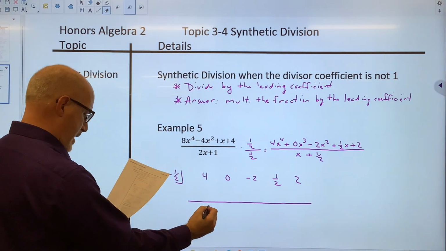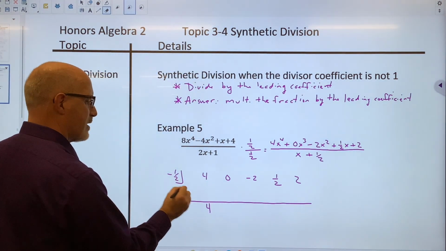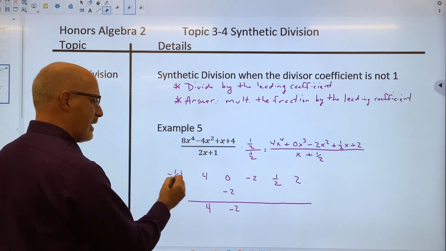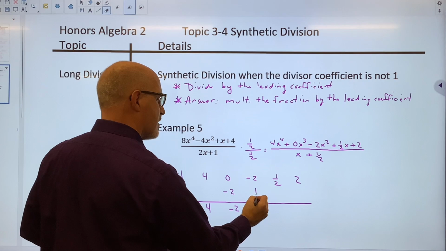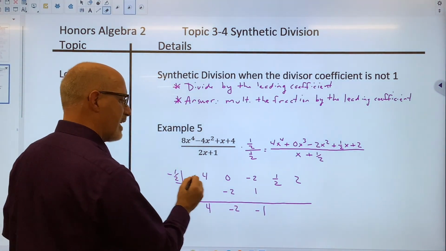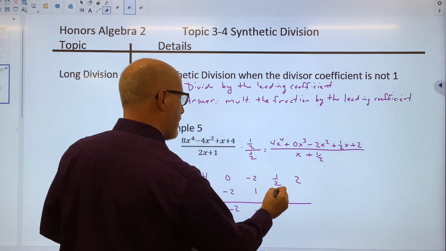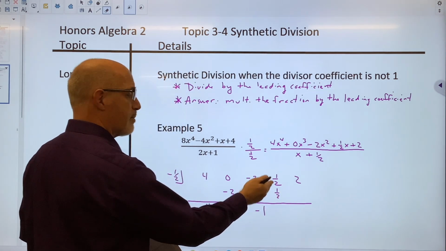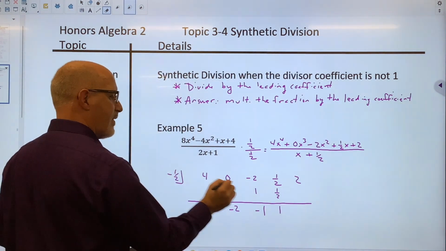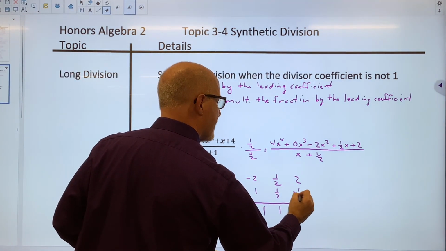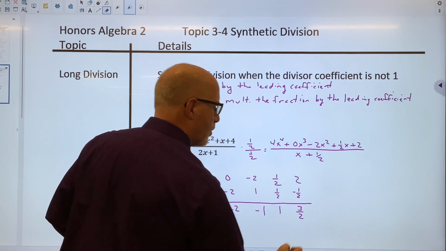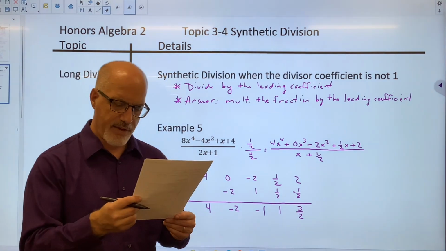I'm going to bring the 4 down. So 4 comes down, 4 times -1/2 is -2. Add straight down, you get -2. -1/2 times -2 gives me a positive 1. Add straight down, you get -1. -1 times -1/2, ooh, I'm going to have on this one a positive 1/2. But notice I'm going to have a half plus a half. That gives me a 1. And then -1/2 times 1 gives me -1/2. Add straight down and you get a positive 3/2, or 1.5, because I'm adding a -1/2 to it.